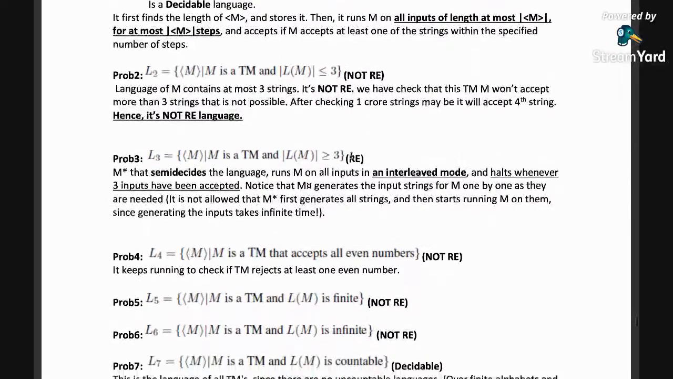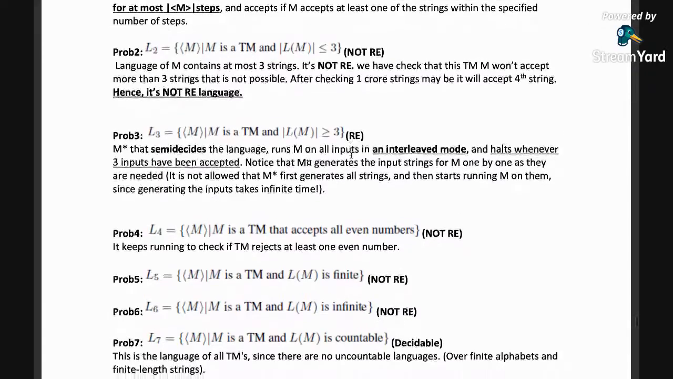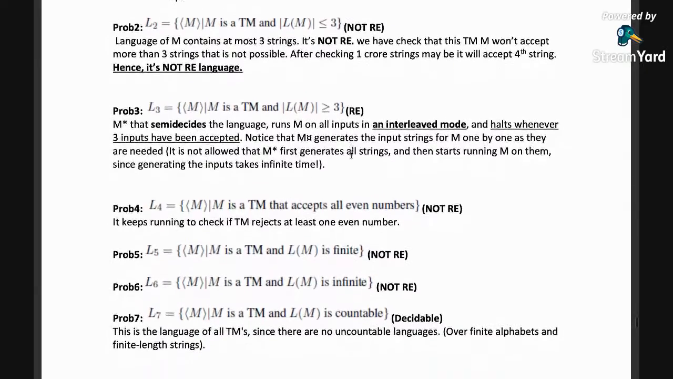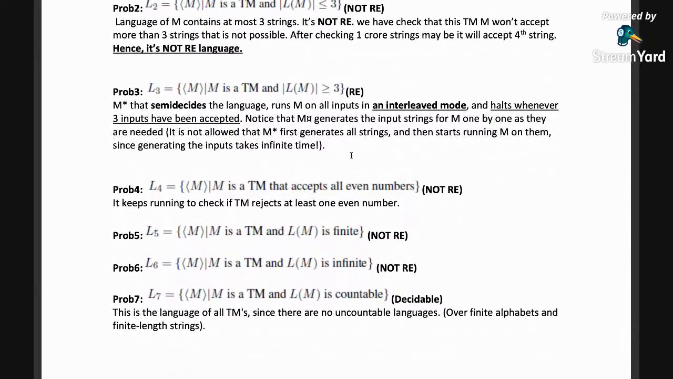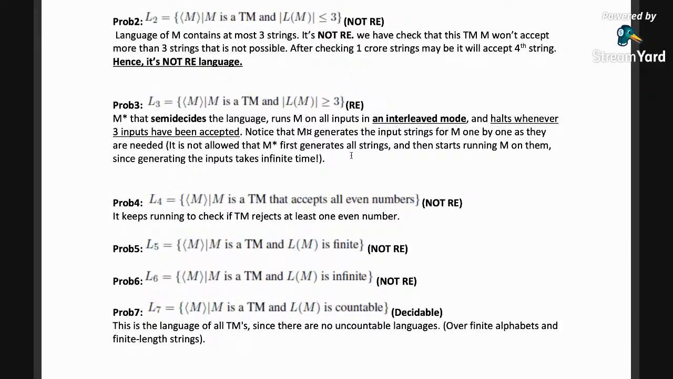L2: M is a Turing machine and the language of M has at most 3 strings. It's not recursively enumerable. We have to check that this Turing machine M won't accept more than 3 strings. That is not possible. After checking 1 crore strings, maybe it will accept a fourth string. Hence, it's not recursively enumerable.